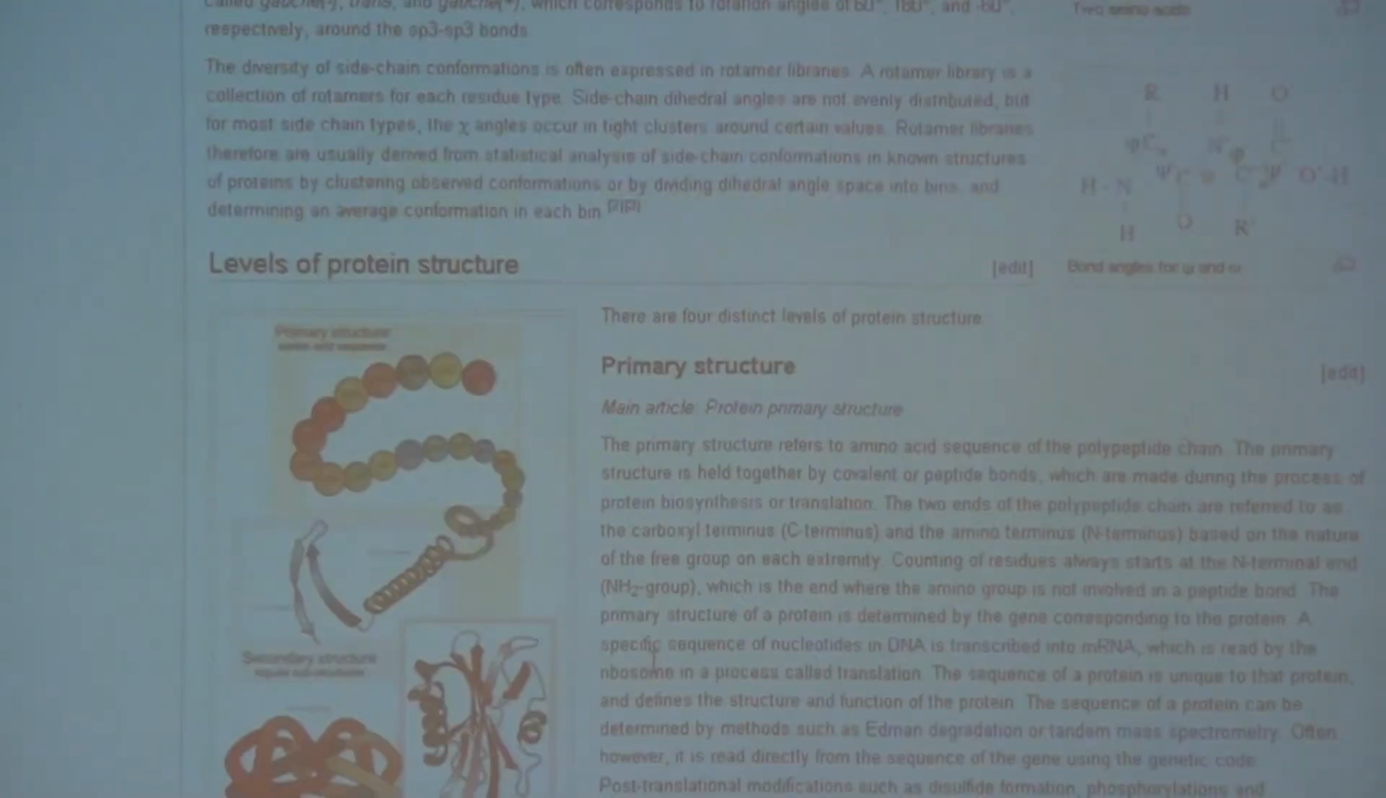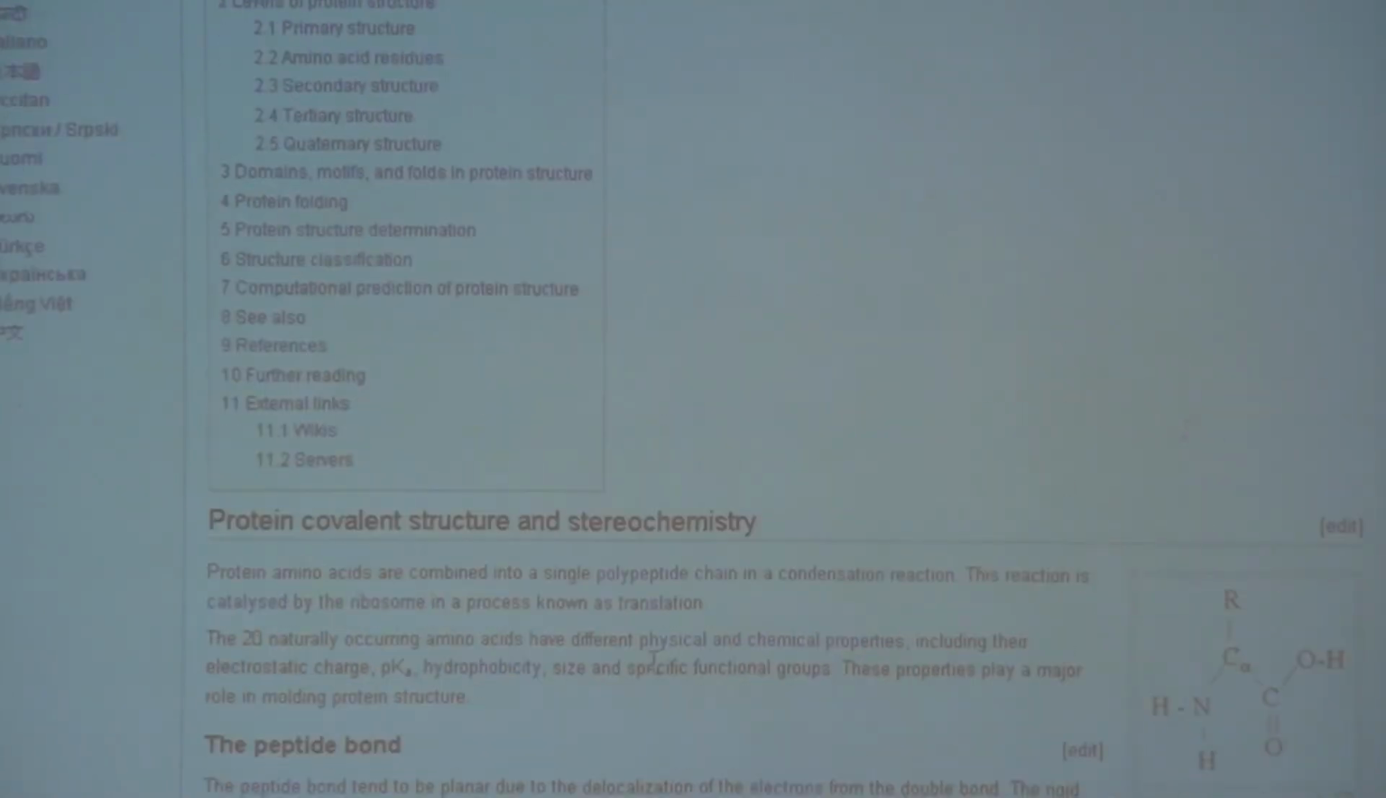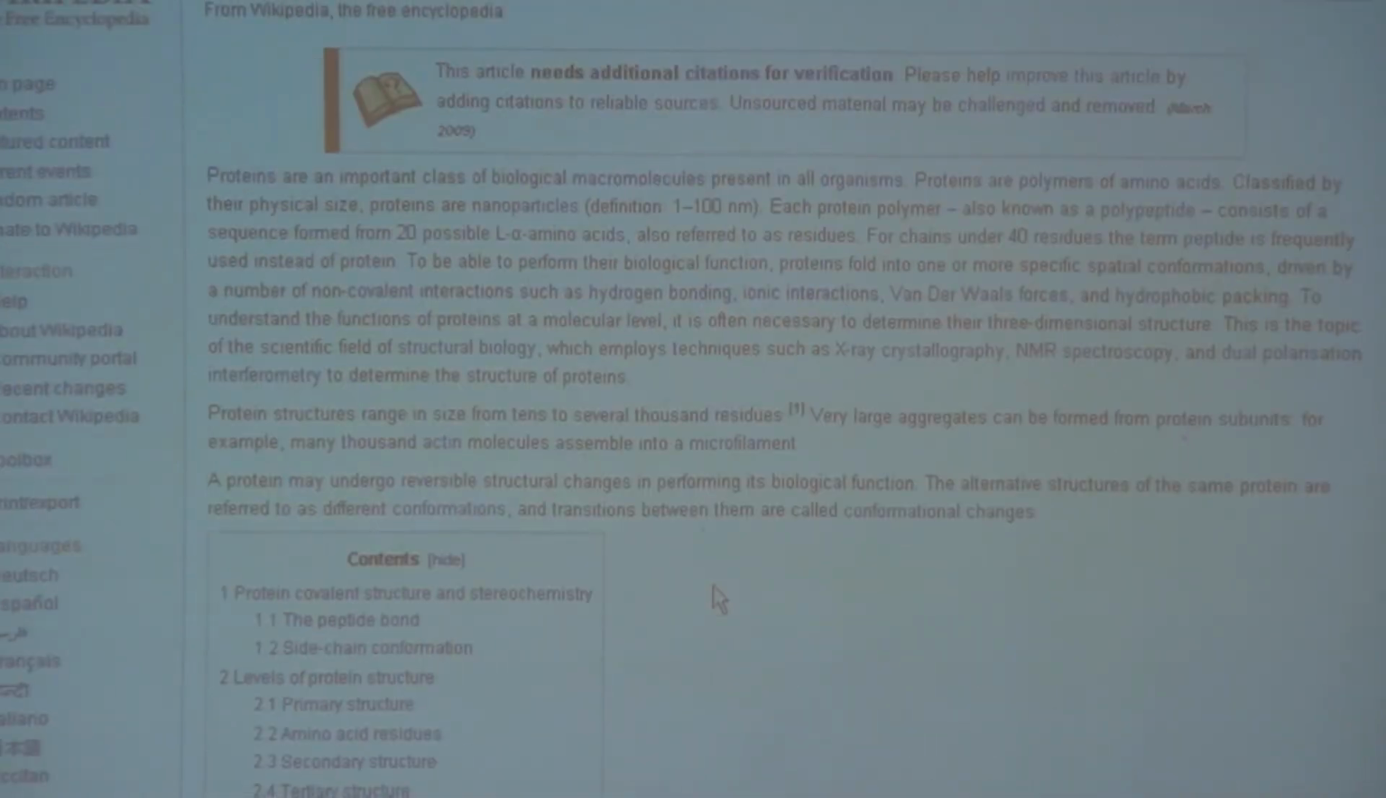So, okay, let's see. We talked about this activity and function here, so let's see here. Okay, proteins are a fourth class of biomolecules. To be able to perform their biological function, proteins fold into one or more specific spatial conformations driven by a number of non-covalent interactions, such as hydrogen bonding, ionic interactions, van der Waals forces, and hydrophobic patterns.